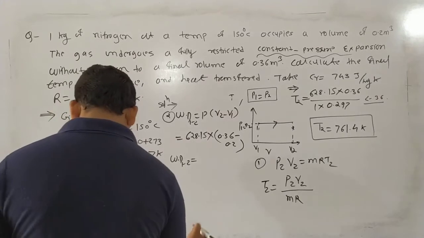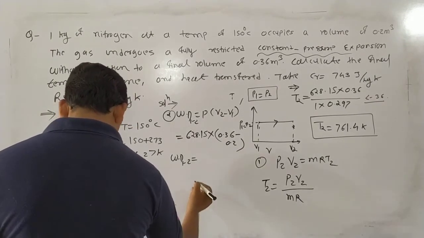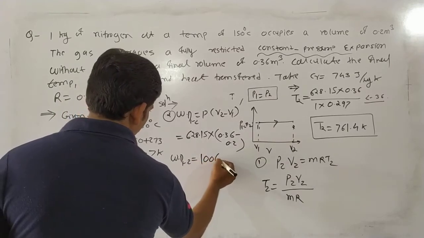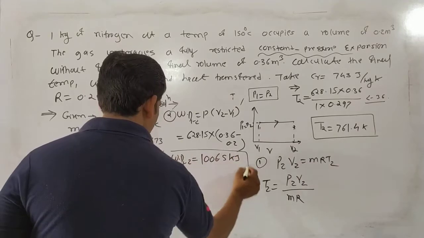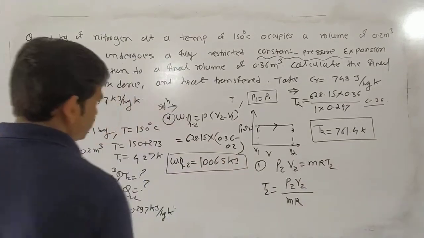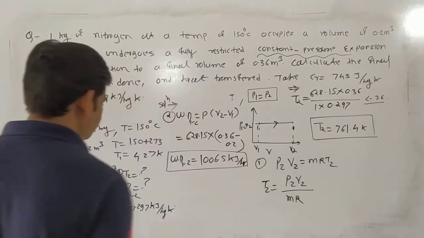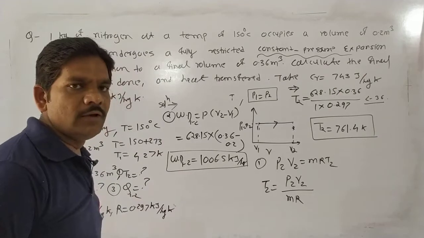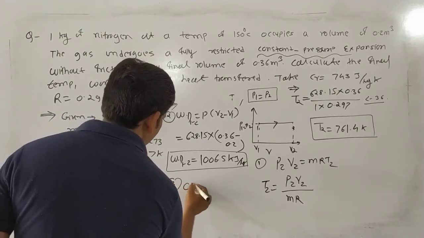It is 110.6 kilojoule. Yes or no? Yes. Kilojoule per kg. We are getting this value of the work done. Third parameter required is heat transfer.